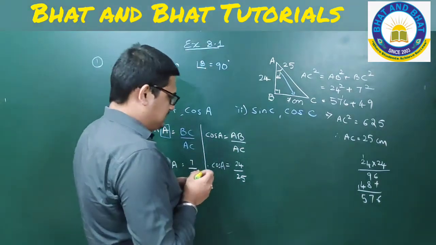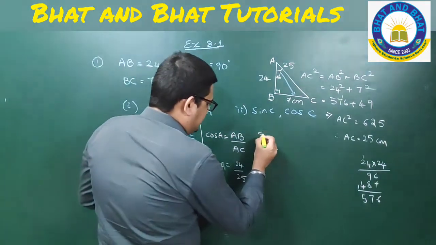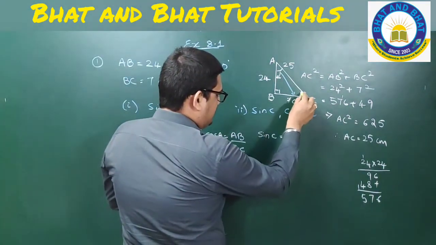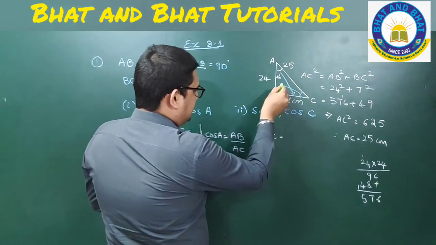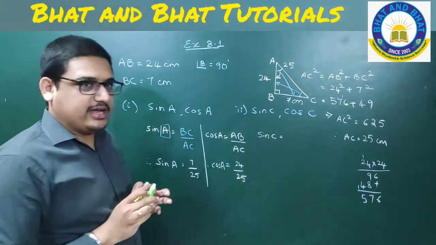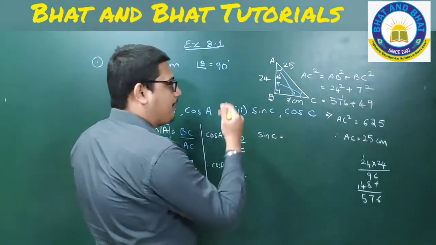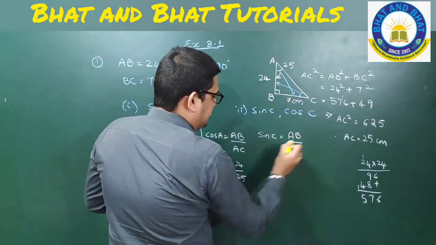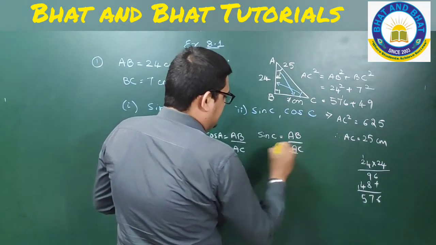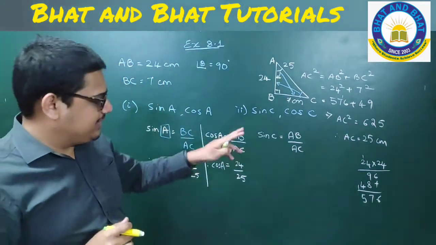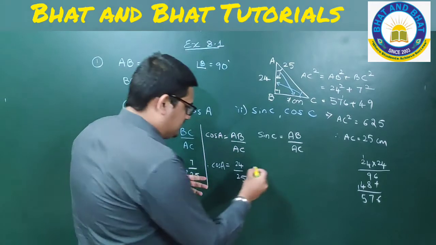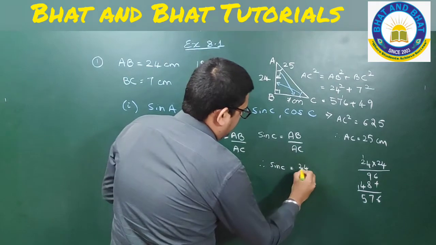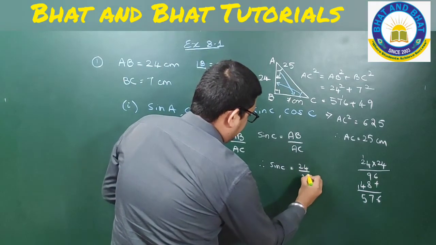Coming to our second subpart, they have asked for sine C. Now again, this is very important. For angle C, this is our angle C, this side will be the opposite side to angle C. That means for sine C, opposite by hypotenuse, for angle C, AB becomes the opposite side divided by, again very important, hypotenuse is fixed, it doesn't change. So AB divided by AC. So we can say, therefore, sine C is equal to 24 divided by 25.